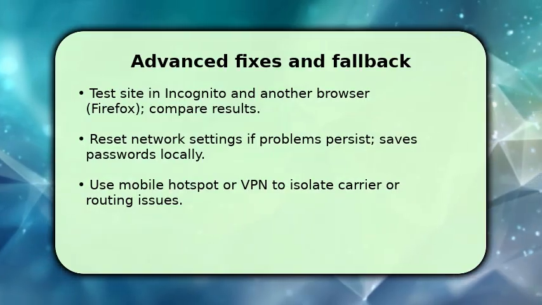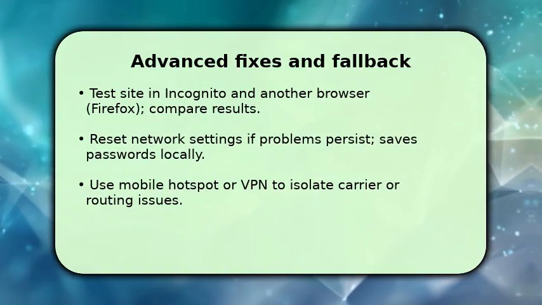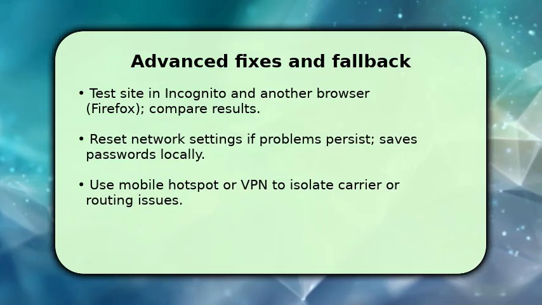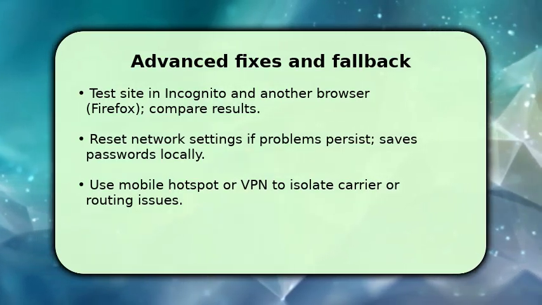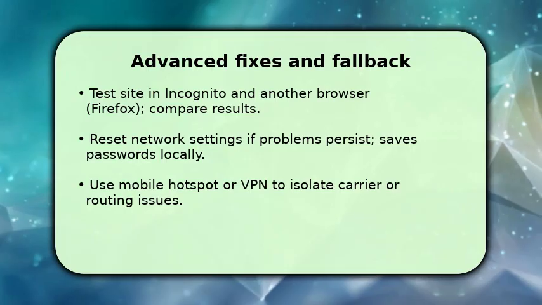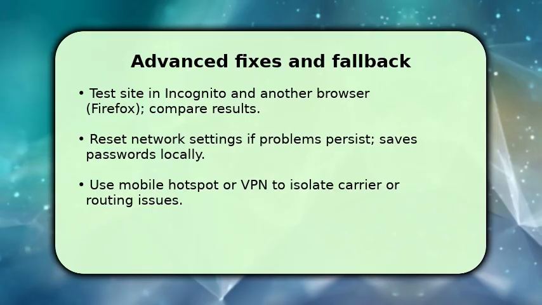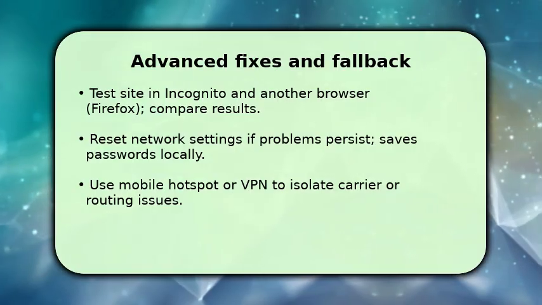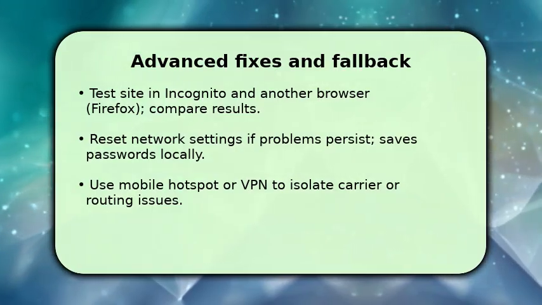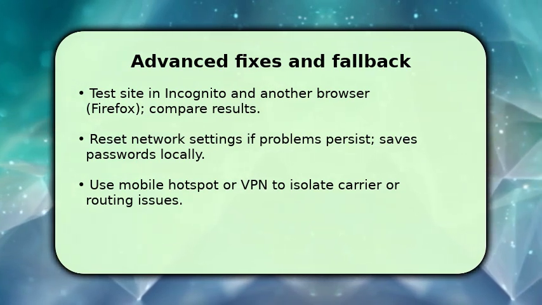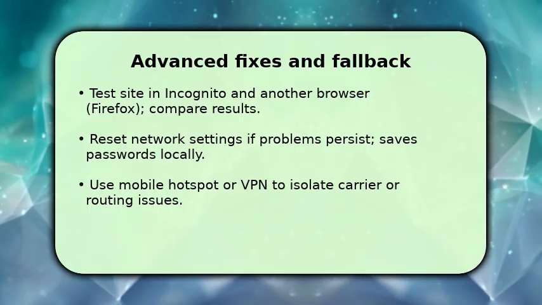If that narrows it to system networking, reset network settings in Android, which clears Wi-Fi, Bluetooth, and cellular configs. Backup passwords first because they'll be removed. If you still see the error, use a mobile hotspot or a trusted VPN. This checks carrier routing or DNS blocking. Troubleshooting tip: if a VPN or hotspot fixes it, contact your ISP or remove the offending network profile.